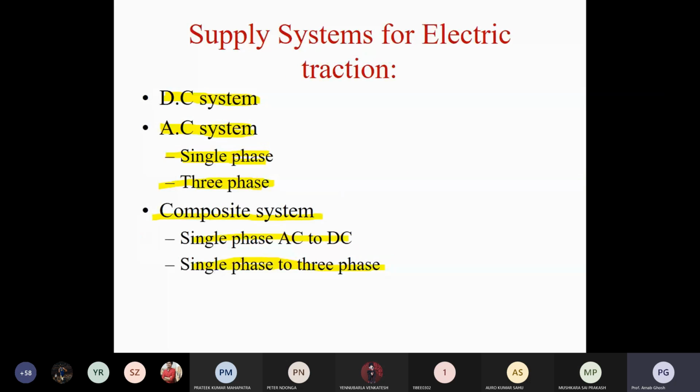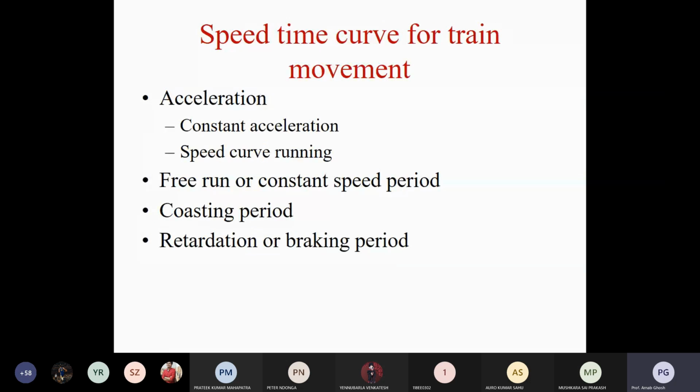So the supply system is important. Then the speed time curve for the train movement. For the speed time examinations, I have one special lecture. I have prepared one PPT on the speed time curve of the train movement. That PPT will be discussed after completion of these slides. Then we can discuss it, so you can understand the basic concept.